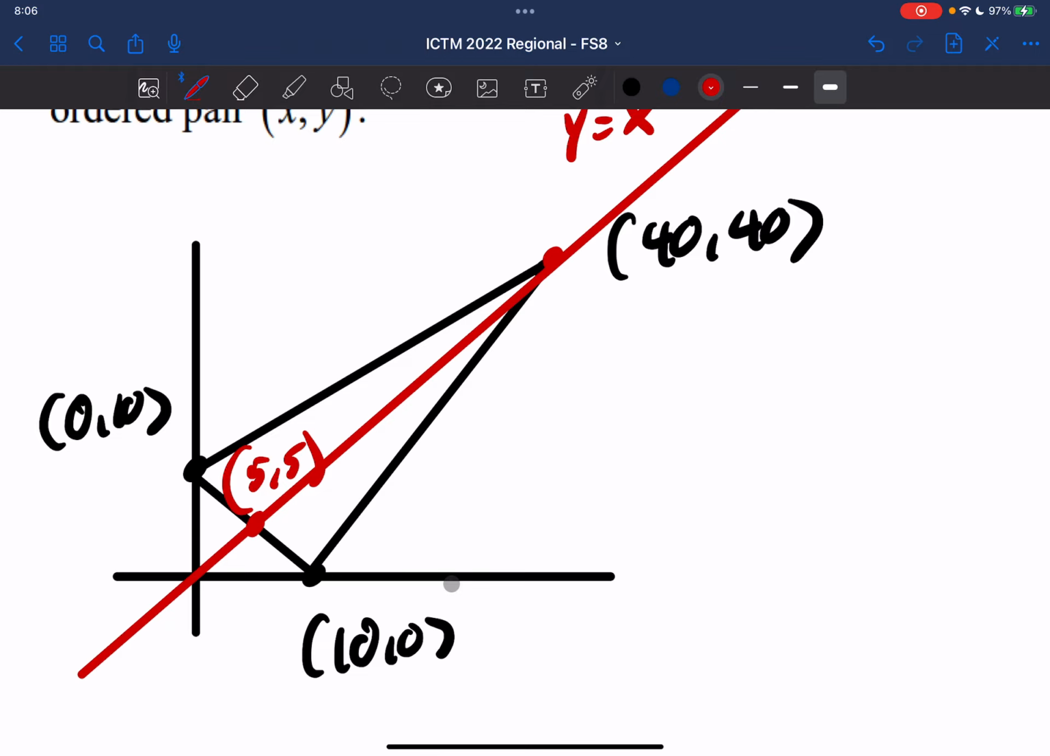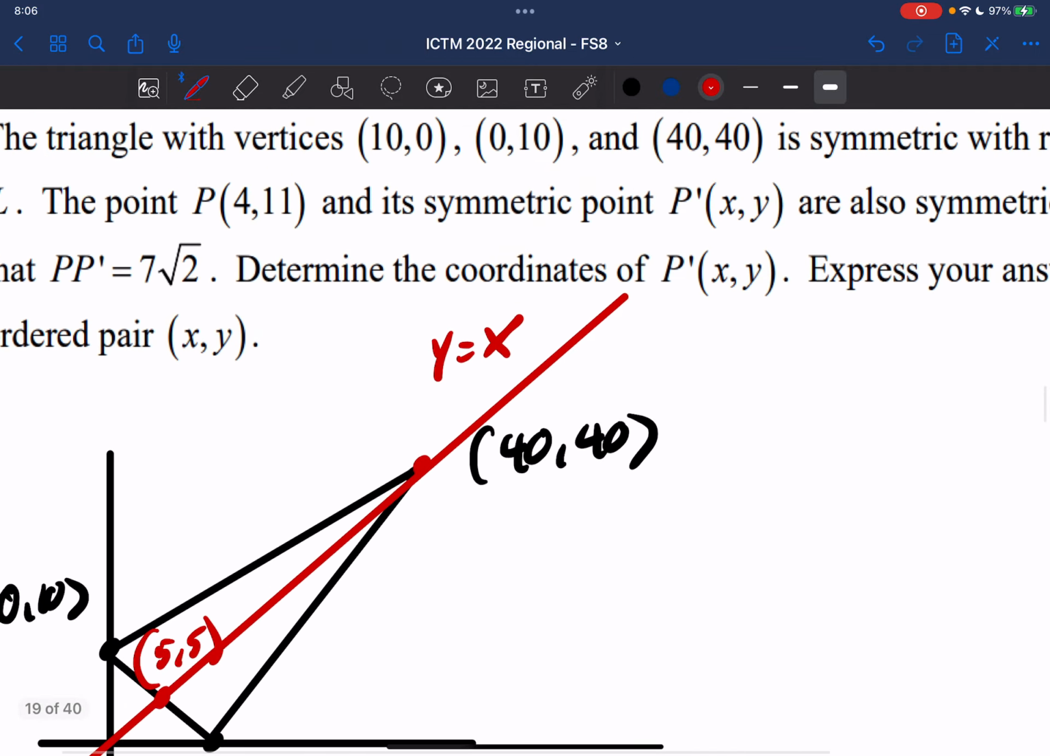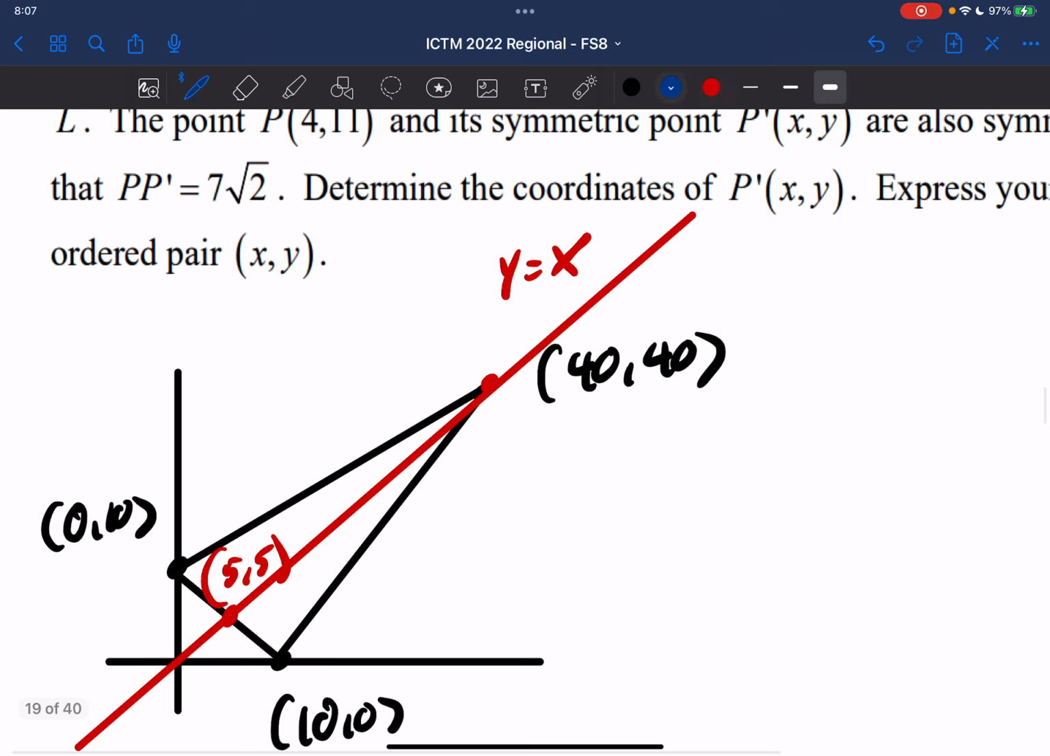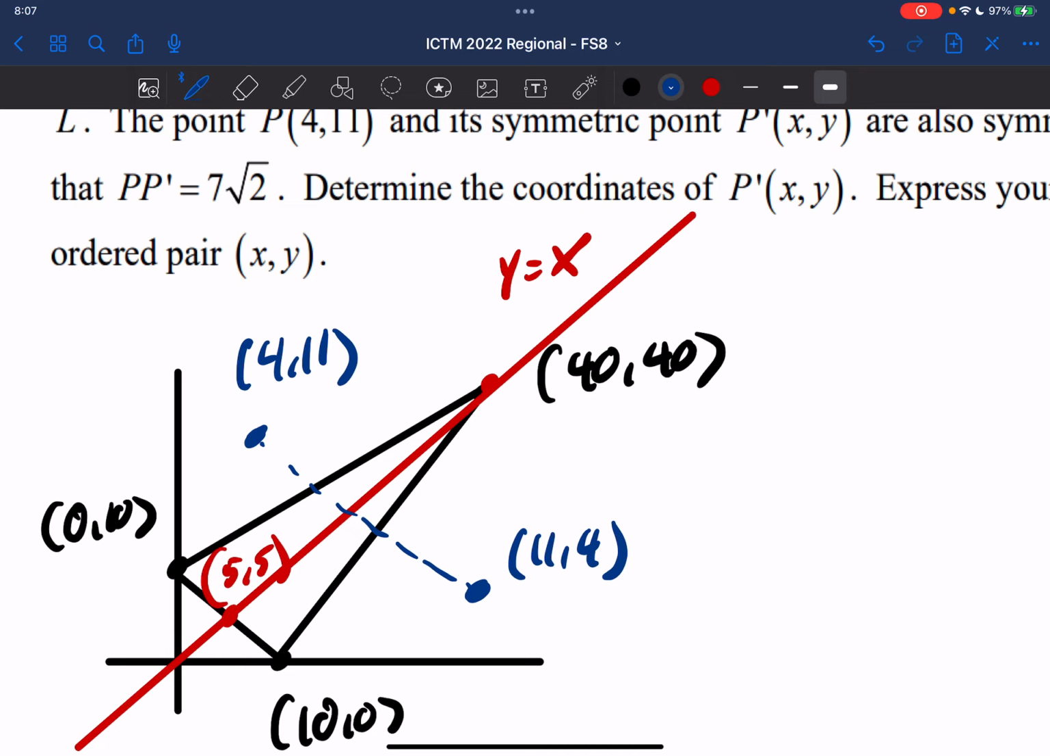So we're asked about the point (4, 11). So that's going to be roughly here. It's not drawn to scale. But what matters is, in order for it to be symmetric, it has to be (11, 4).